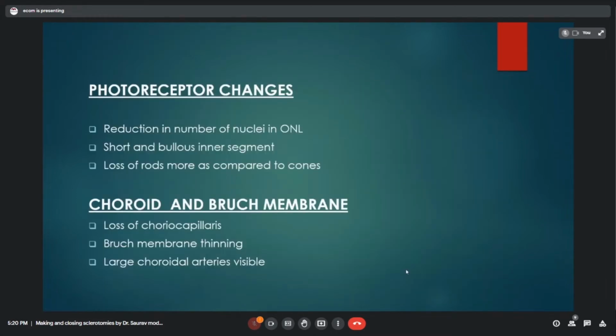Photoreceptor changes: usually rods are damaged more as compared to cones, and there is a reduction in the number of nuclei in the outer nuclear layer. Short and bulbous inner segments are found. In the choroid and Bruch's membrane, there is a loss of choriocapillaris, Bruch's membrane thinning, and large choroidal arteries become visible.